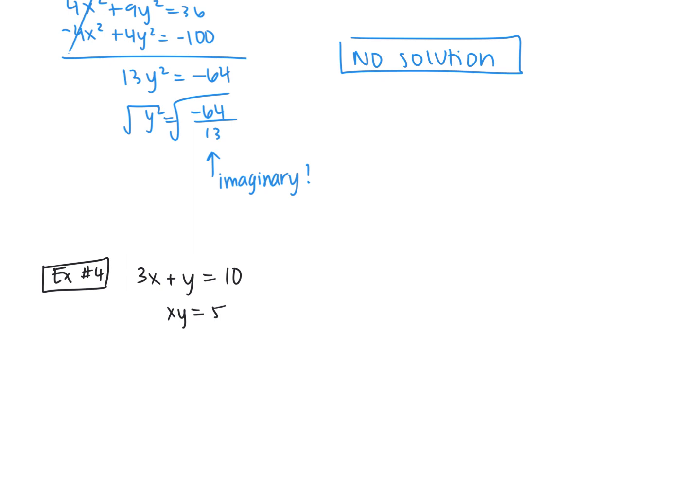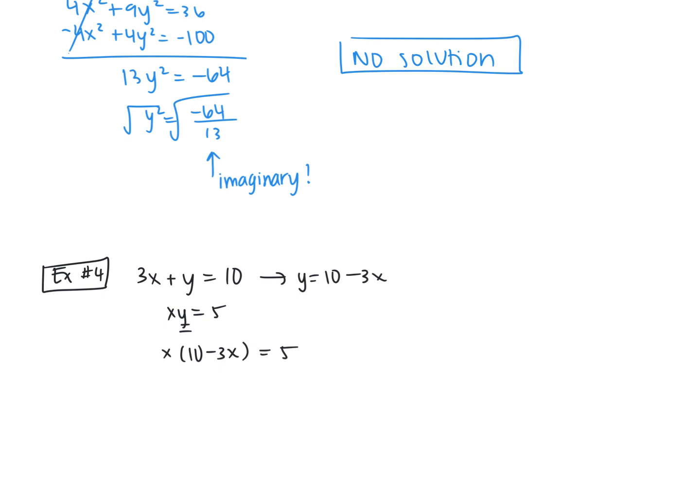Audrey? Substitution. You can't eliminate with this. Okay, Audrey, what do you want to solve for? Y. In which equation? The first one. Okay, first equation, if we solve for y, we would get 10 minus 3x. So in our second equation then for y, we're going to replace it with 10 minus 3x.